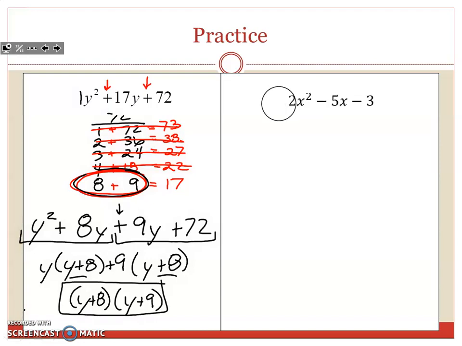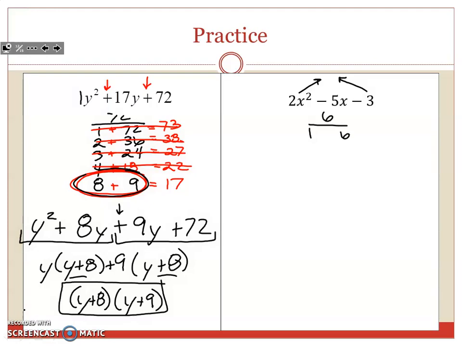This one over here, a lot of you will look at this and say, okay, I need factors of 3 that subtract to give me 5. And that is incorrect, because remember, our first step is we're going to take A times B. This time our A is not 1, our A is a 2. So my first step is I need to take 2 times 3, and 2 times 3 gives me 6. So I need factors of 6 that will subtract to give me 5.